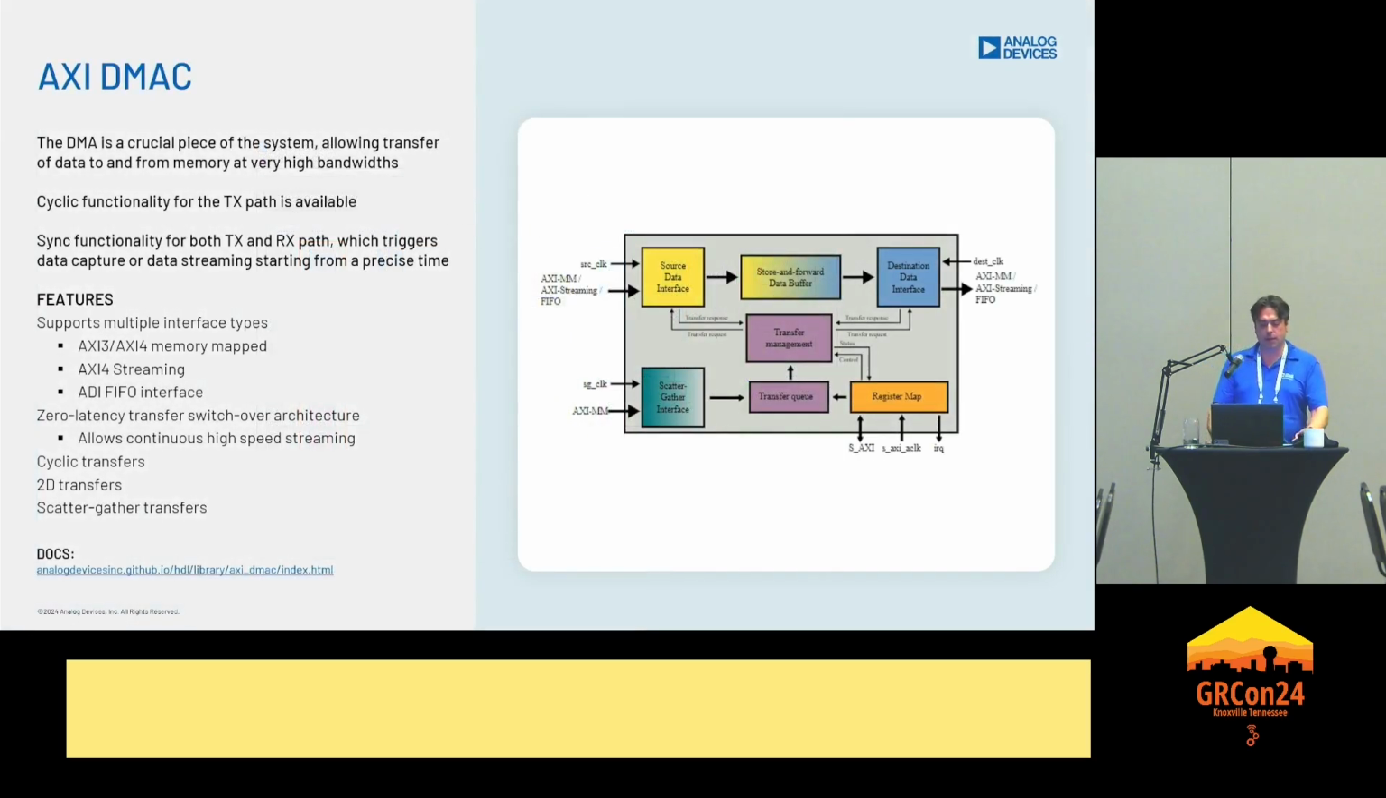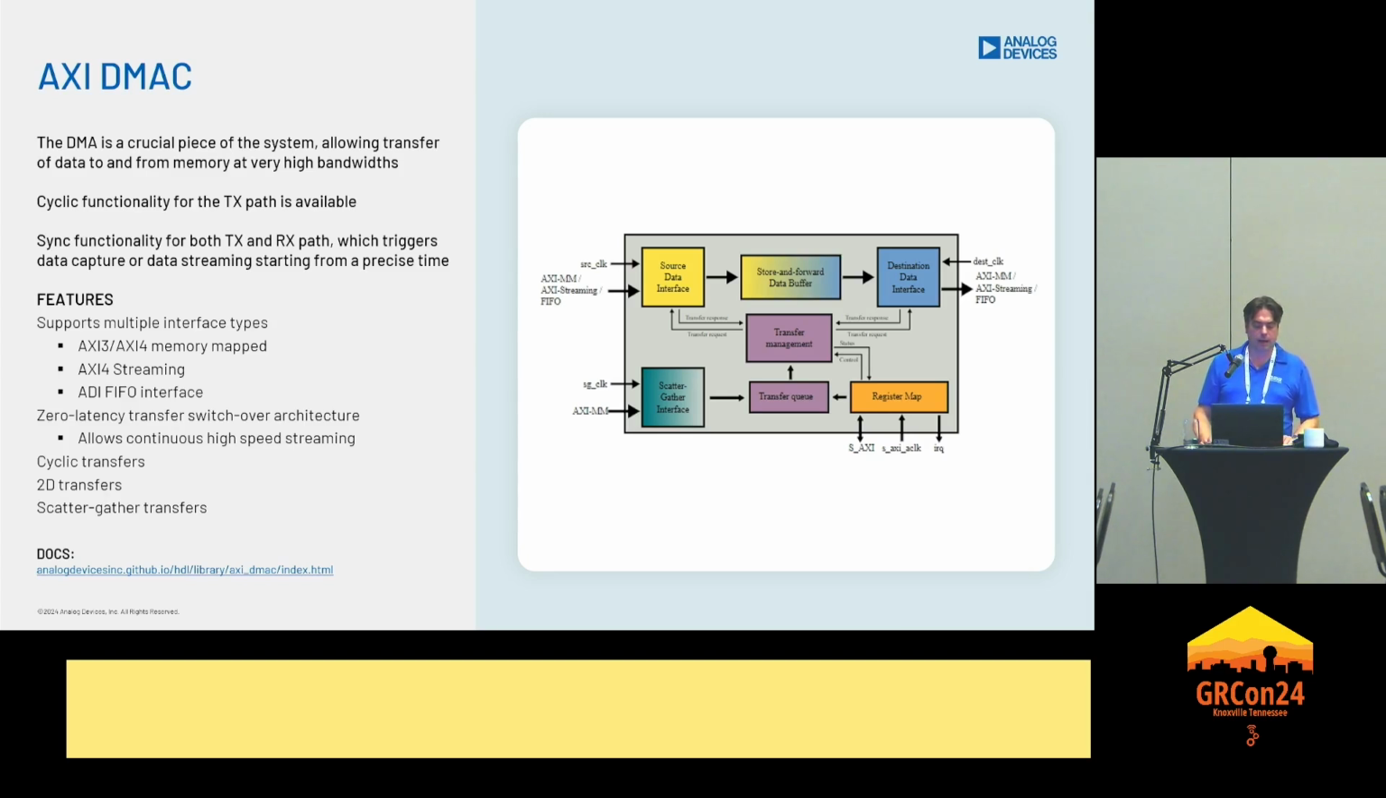The AXI DMA-C. DMA is a crucial piece of the system, allowing transfer of data to and from the memory at very high bandwidths. Our core also supports the cyclic functionality and supports multiple interface types: AXI3, AXI4 memory mapped, AXI4 streaming, and FIFO interfaces.